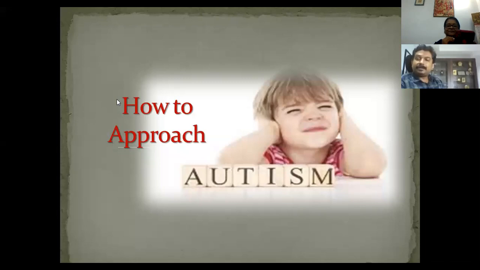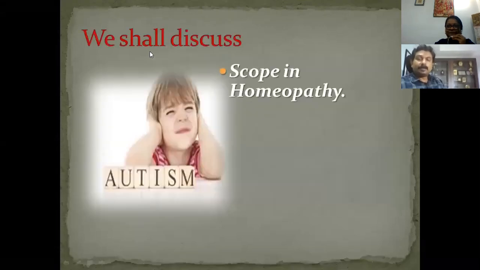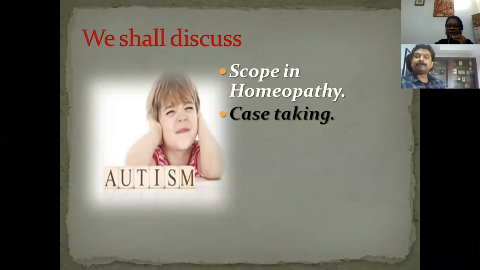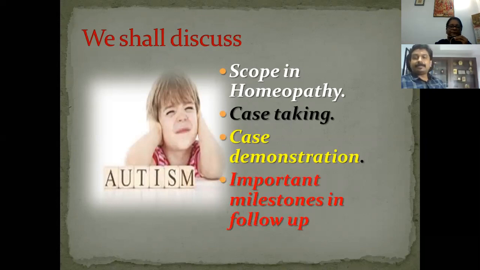Today's topic of discussion is the homeopathic approach to the autism spectrum diseases. So today we shall discuss the scope of homeopathy. First, in 3 or 4 sessions, we will try to analyze the scope in homeopathy and how to take the cases in these types of diseases, of course with case demonstration, and important milestones that we might come across while we treat these sorts of cases successfully.